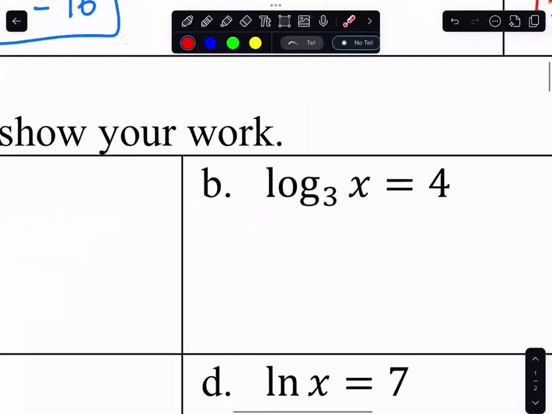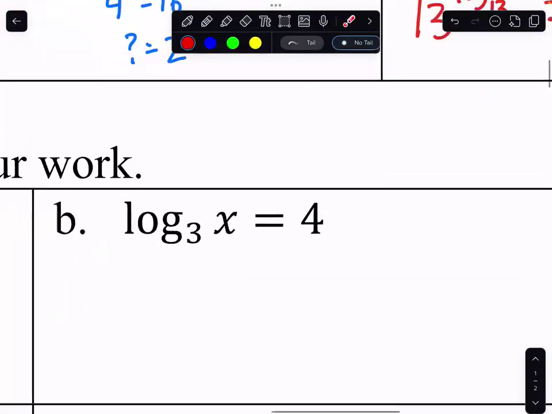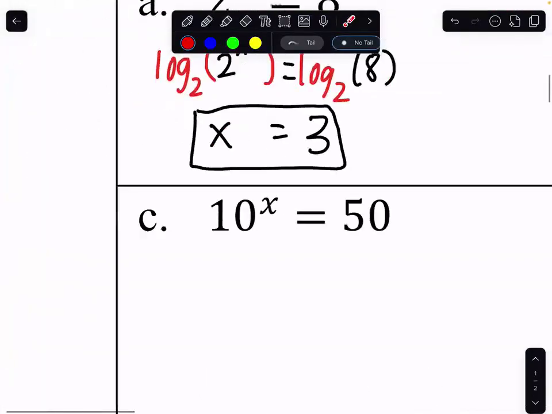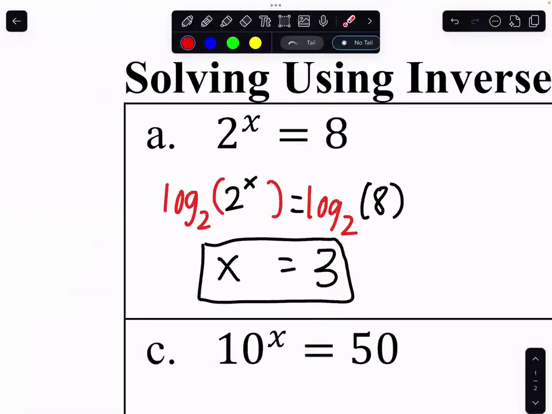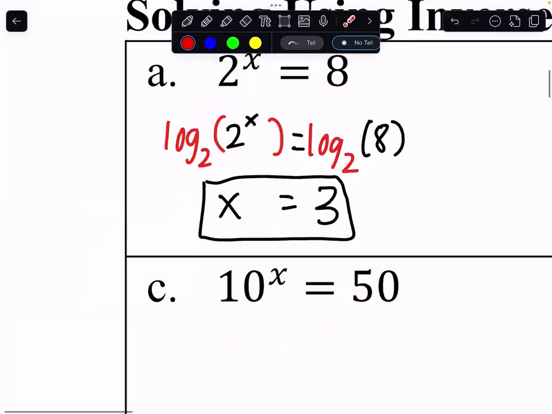So let's continue over here. Sorry, I changed my mind. Let's do part C first, because that one's more directly related to part A. 10 to the power of x equals 50. This one we can't just do in our heads, right? Because unlike here, where 2 to the third power is exactly 8, 10 to the first power is 1, 10 to the second power jumps to 100. We skip over 50. So we can't do it in our heads. We have to do a calculation.